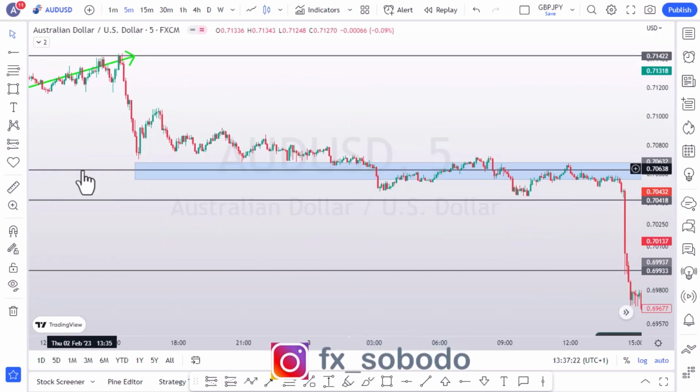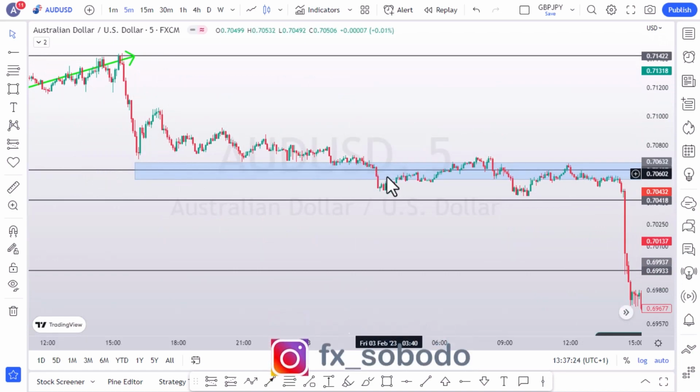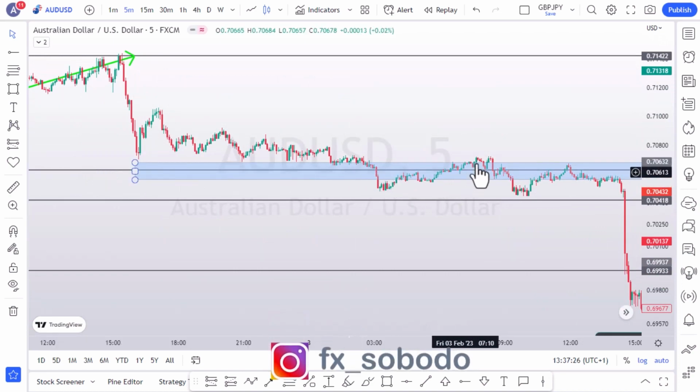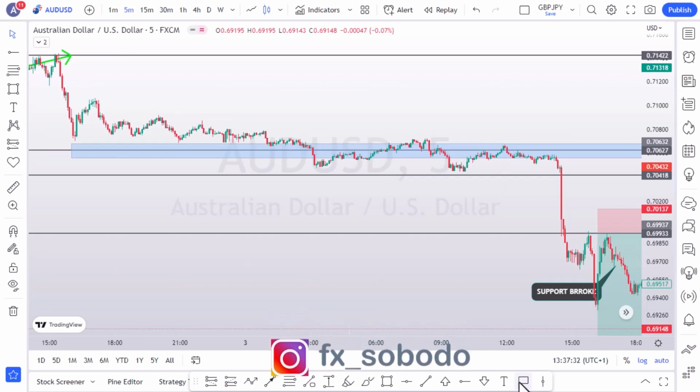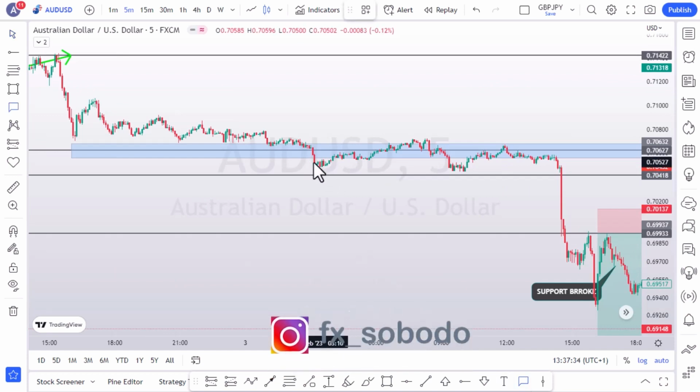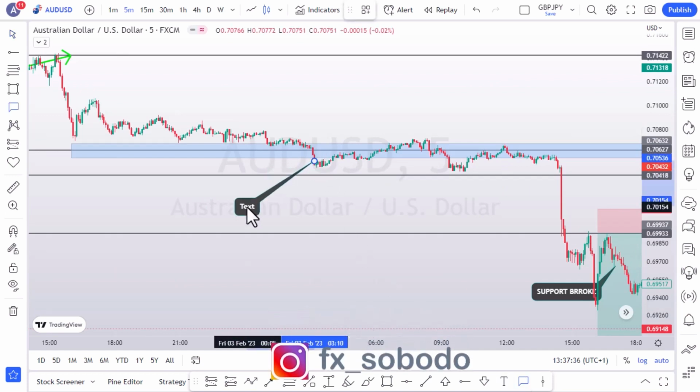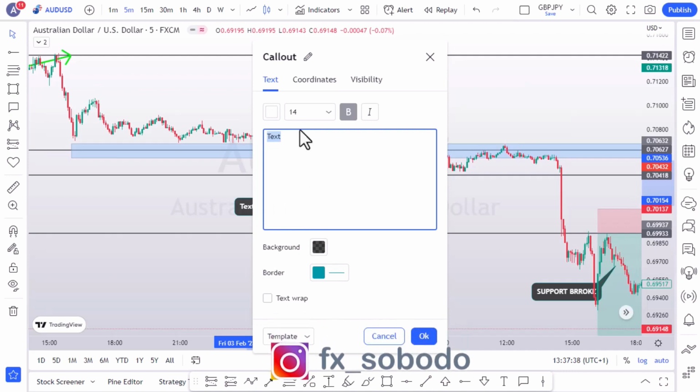Remember, this is our resistance. Price came, it broke. You see, upon coming back to this level, you've already identified a clear break, a candle close below our resistance. That's what we call, what? Break of support or resistance.